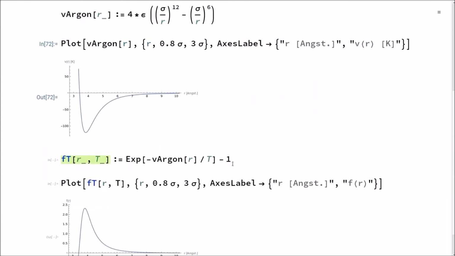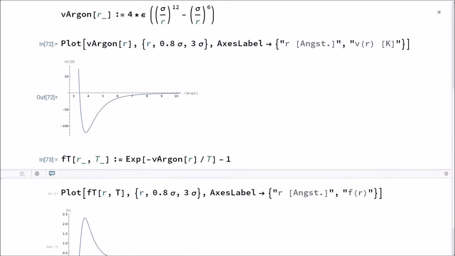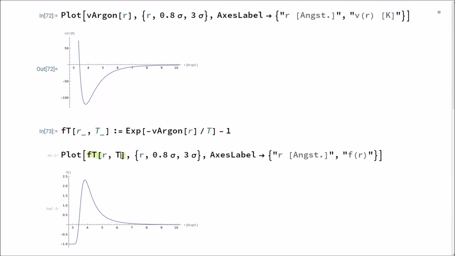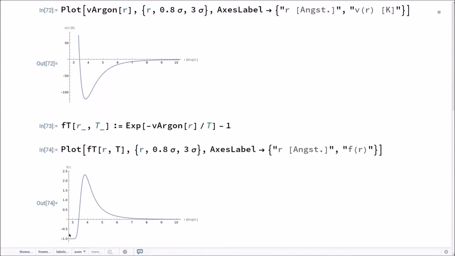And this means for the cluster function we defined before, which is the exponential of the interaction potential divided by the temperature, minus 1, it looks like this. So it behaves very well. It starts at minus 1, has some peak here, and then disappears above 10 angstrom. That's it. So we don't have to integrate to very large separations because this function disappears. This is why we did all this cluster expansion.